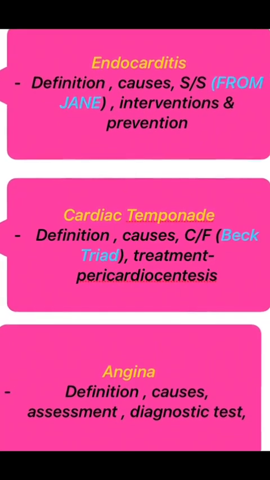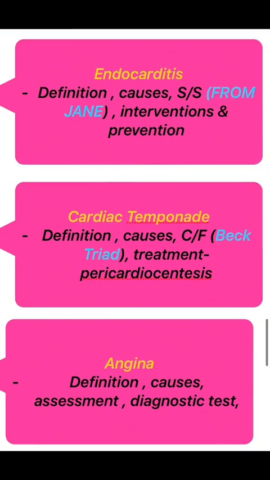In endocarditis, they ask about the definition, causes, signs and symptoms. For signs and symptoms, you can refer to JANE as a short form. Similarly, you must know about its interventions and prevention. In cardiac tamponade, Beck's triad is most important, so you must learn about it. You should know about pericardiocentesis also. And in angina, they usually ask about its causes and assessment along with diagnostic tests.